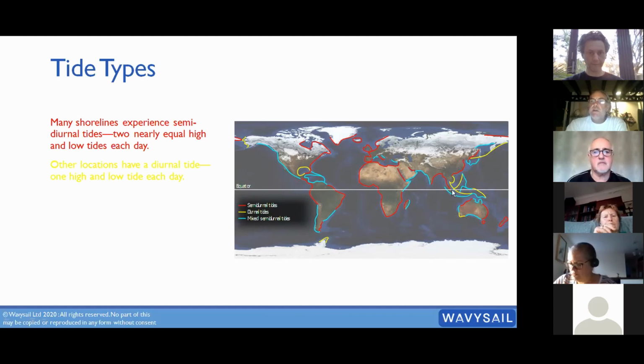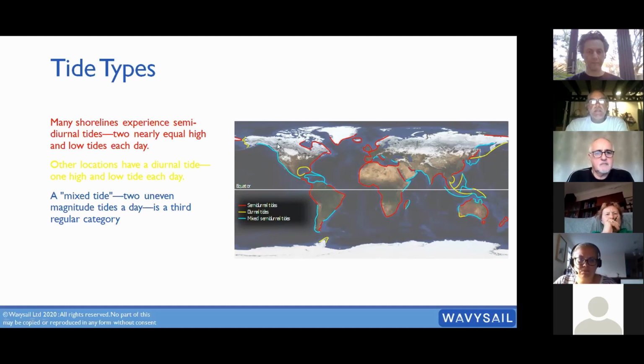Often around very island populated areas, the Caribbean, or around the Yucatan Peninsula, up here where there's a very big ice influence, the same, a big ice influence up here. Down here, you've got a big influence coming from the Southern Ocean. So those only have one high and low a day.